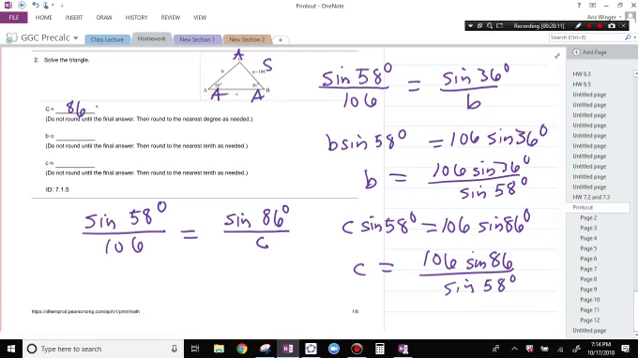Typically, MyMathLab wants you to round all degrees to whole numbers and round all sides to 1 decimal place. Because at some point later today, we're not going to have the degrees. You're going to have to find the angle, and it wants angles as whole numbers.